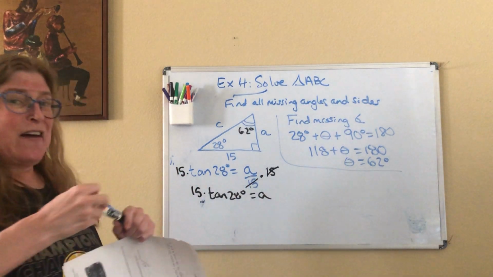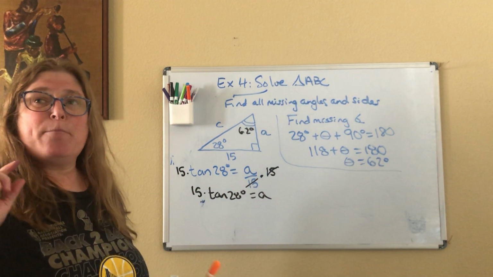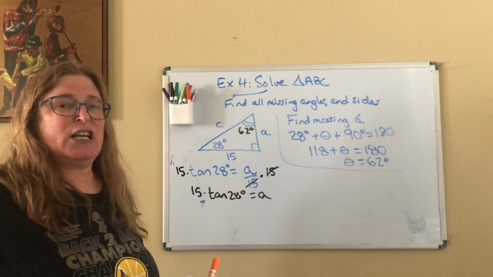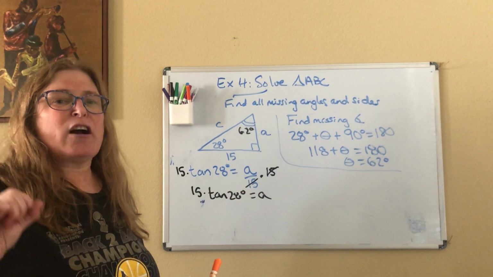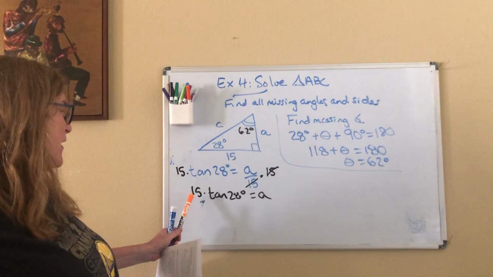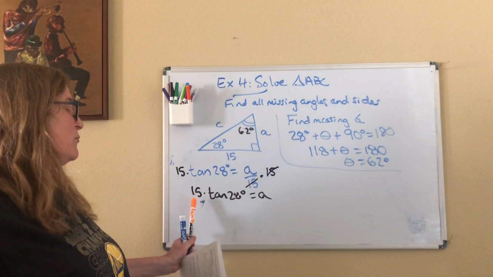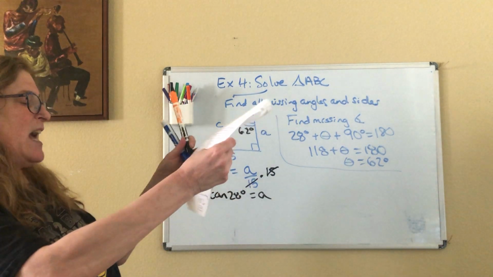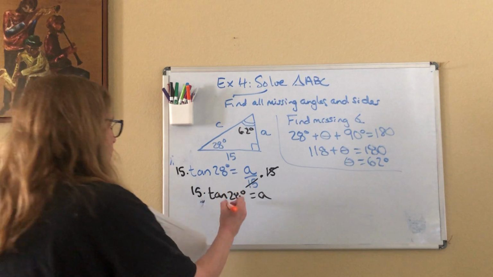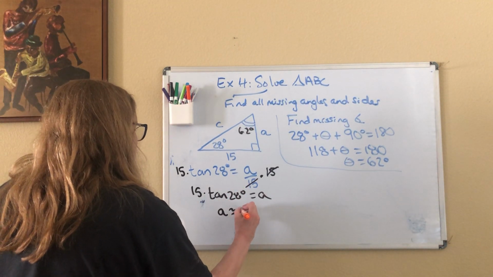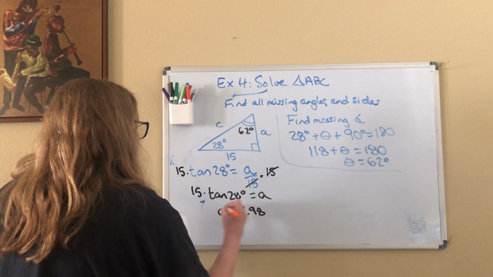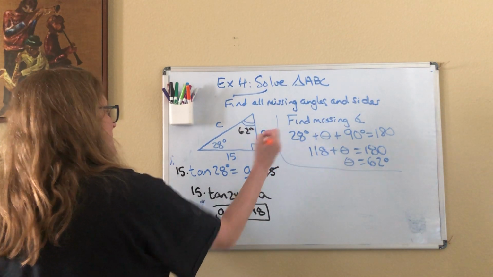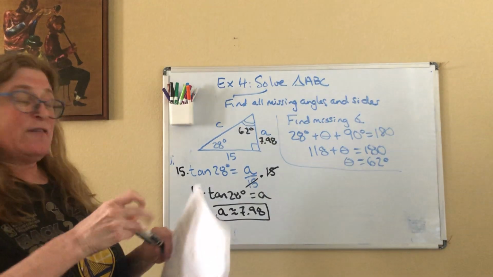Okay, so in your calculator, make sure you push the mode button and make sure it says degrees, D-E-G, and not radians, R-A-D. You want to be in degree mode. When you're in degree mode, all you need to do is do 15 times tangent 28. And if you do that, you get approximately 7.98. That's our approximate value for A. So we now know this is 7.98, and our only task left is to find C.